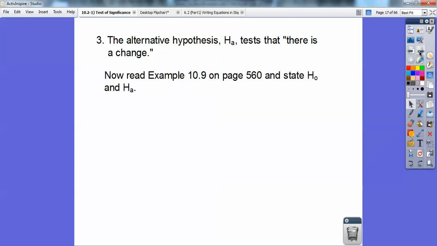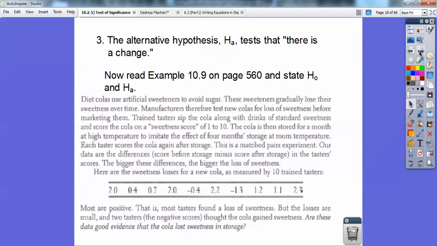So here we go. Example 10.9 on page 560. State the null and alternative hypotheses. So there's those 10 numbers right there. Diet colas use an artificial sweetener, and what they do is they're testing to see if they lose sweetness, you guys. So they have 10 testers right here, and I'm just giving a synopsis right here. I'm going to read this fast. Okay, and they tested the loss of sweetness.